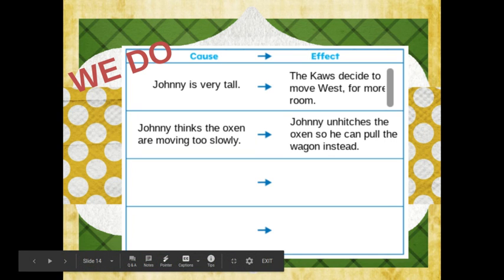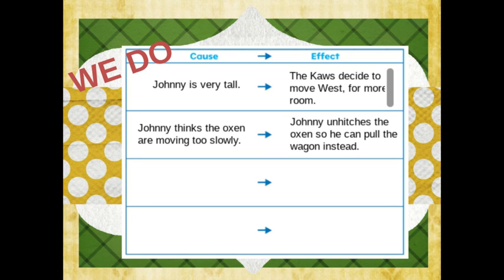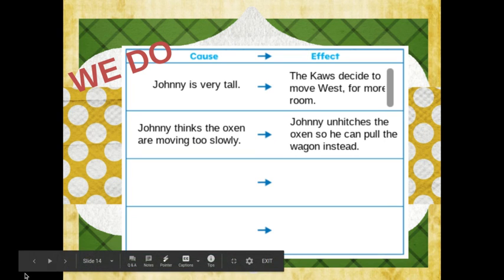If you need time to write down the cause and effect from this excerpt, pause your video now and fill in your graphic organizer. Then turn the video back on when you're ready to move to the next excerpt.